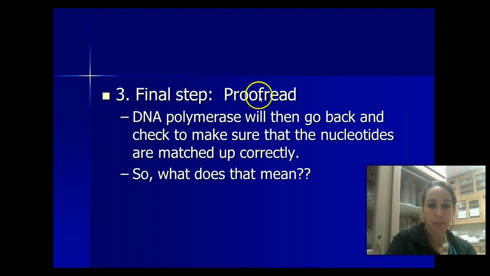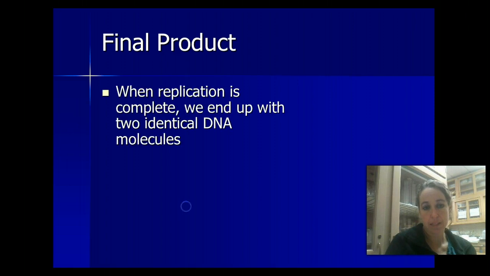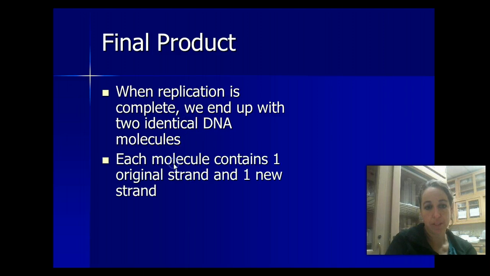And then proofread. You have to proofread, make sure that there aren't any mistakes. DNA polymerase will then go back and check to make sure that they did it correctly. So if something doesn't go correctly, then they'll take it out and they will replace it with a correct nucleotide. So our final product, put all together, see, it's so easy. 3 steps. You unzip the genes, you add in the correct nucleotides, and you proofread it to make sure you didn't make any mistakes. So when replication is complete, we end up with 2 identical strands of DNA.